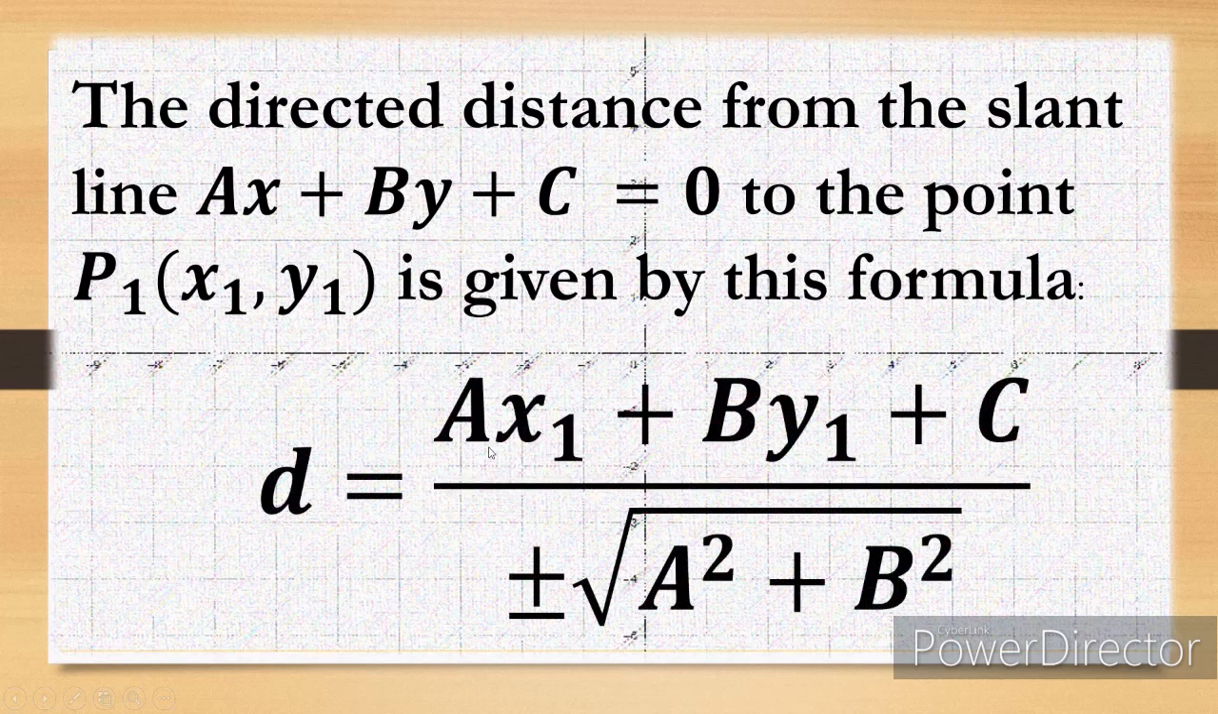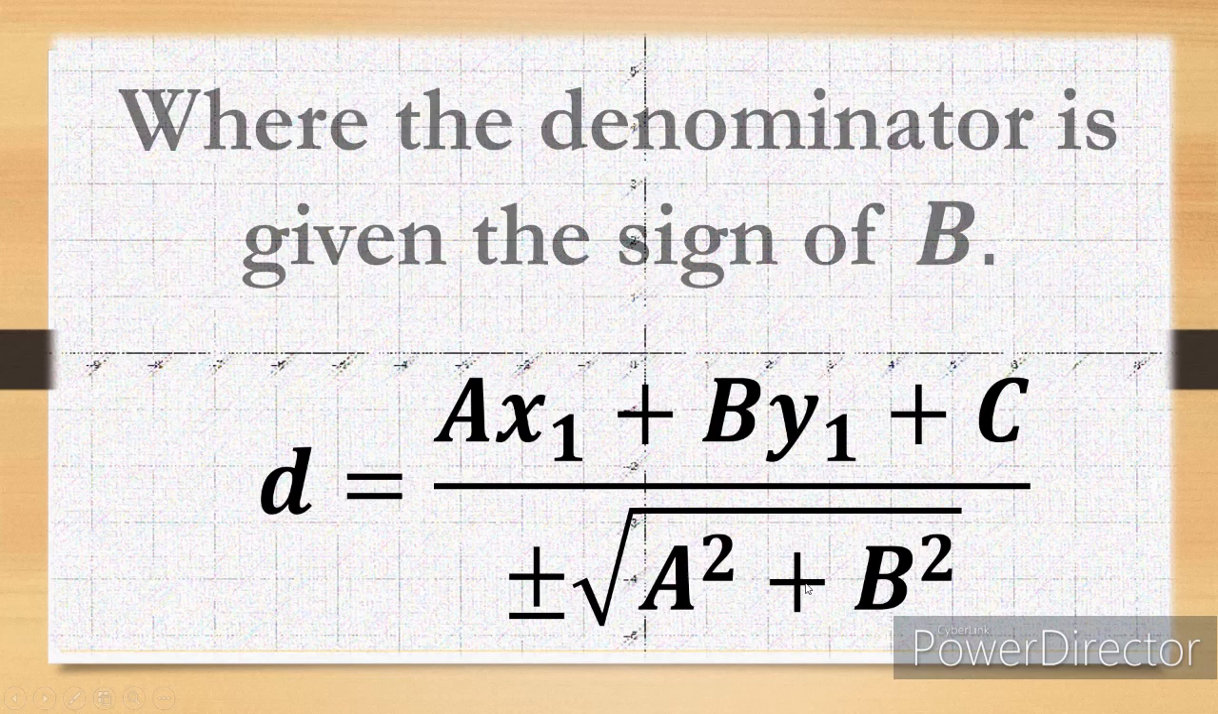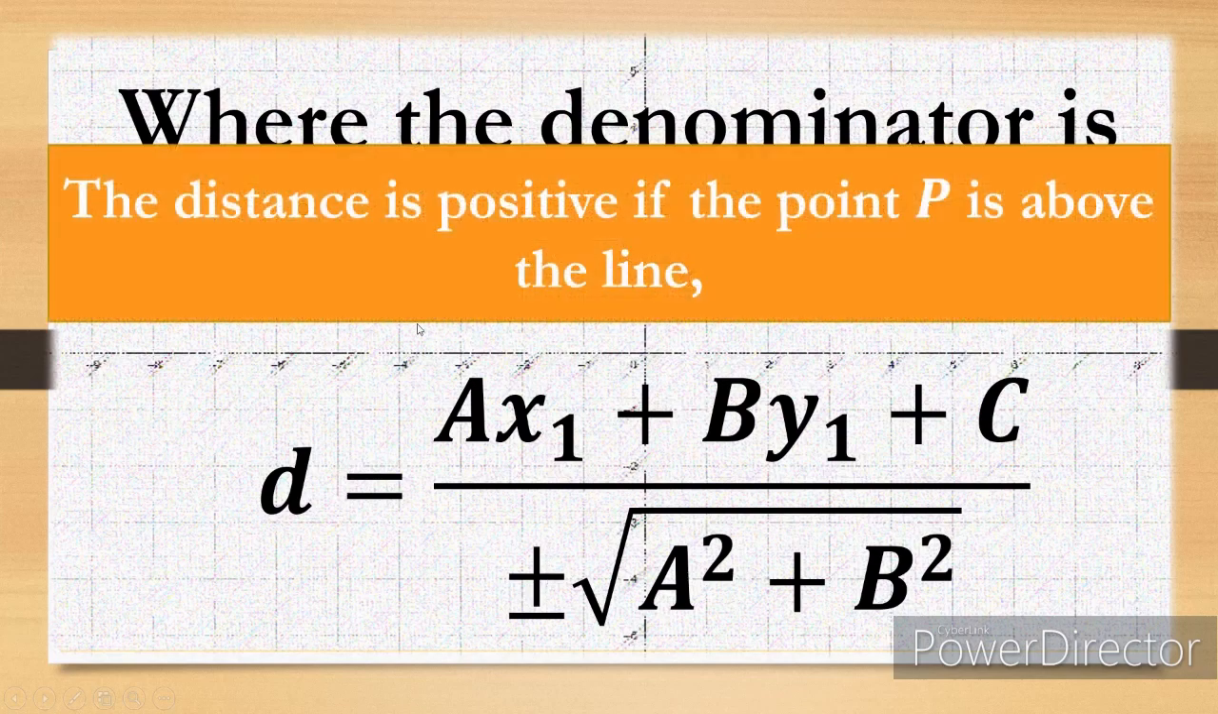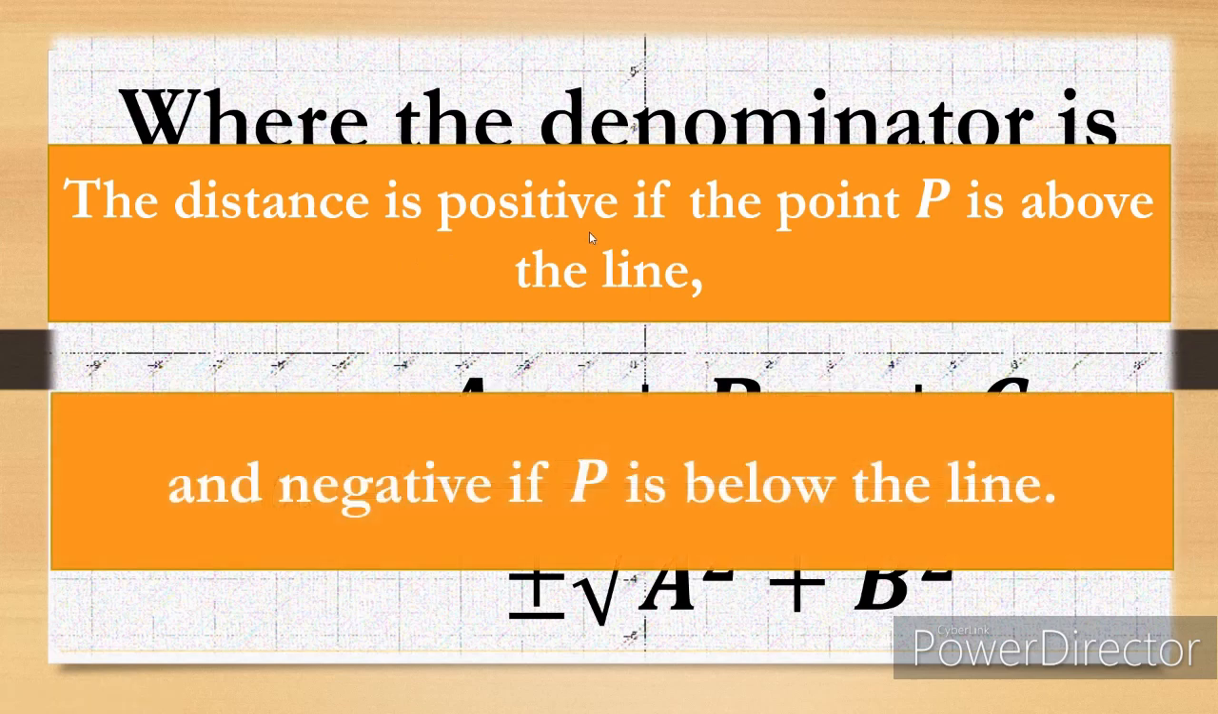We have the product of a and x sub 1 plus the product of b and y sub 1 plus c all over positive or negative the square root of a squared plus b squared, where the denominator is given the sign of b. So, kung we have here positive or negative, kung ano yung sign ng ating b, yun ang gagamitin nating sign dito. The distance is positive if the point P is above the line and negative if P is below the line.